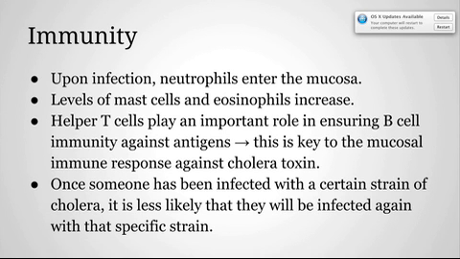So once someone's been infected with a certain strain of cholera, whether it be O1 or O139, it's less likely that they'll be infected again with that specific strain, thanks to T cells and B cells creating memory, so the B cells will have more antibodies to combat the antigens.